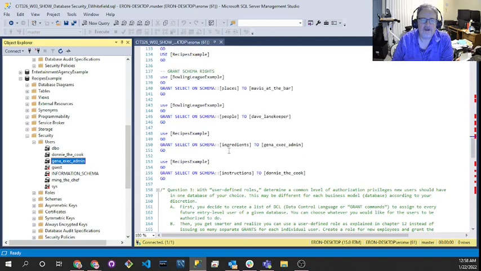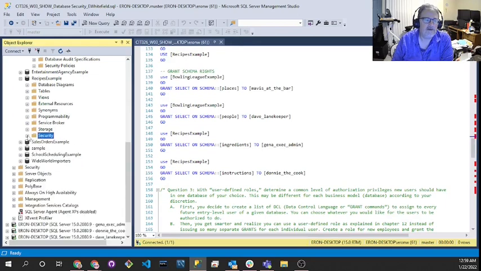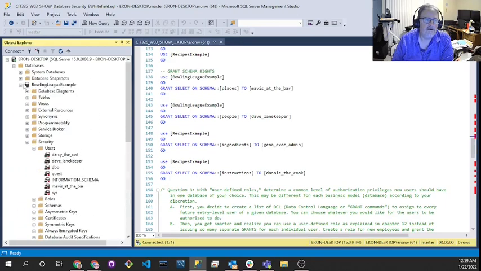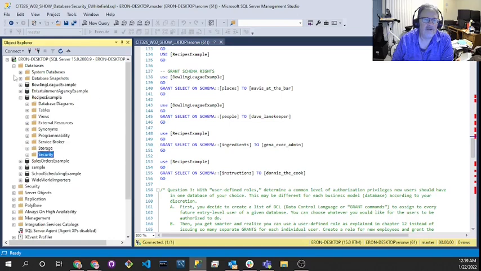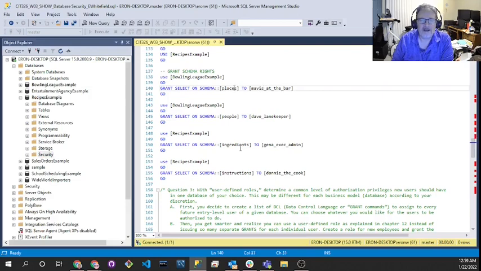And then as far as granting schema rights, what we did is I gave each of them a set of schema rights. For instance, for Mavis, I gave her access to the bowling league places schema. For Dave, it was the bowling league people schema. Gina got access to recipes ingredients, and Donnie got access to the instructions.